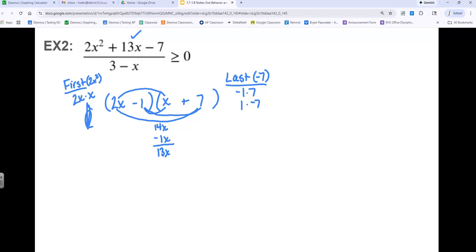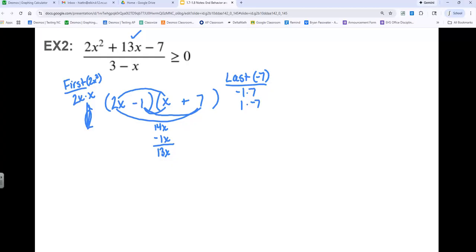Now, if that didn't work, I might need to switch where the 1 and the 7 are, or change signs, or sometimes you have more options, like other numbers you could try. So I just reason back through multiplying it back together.